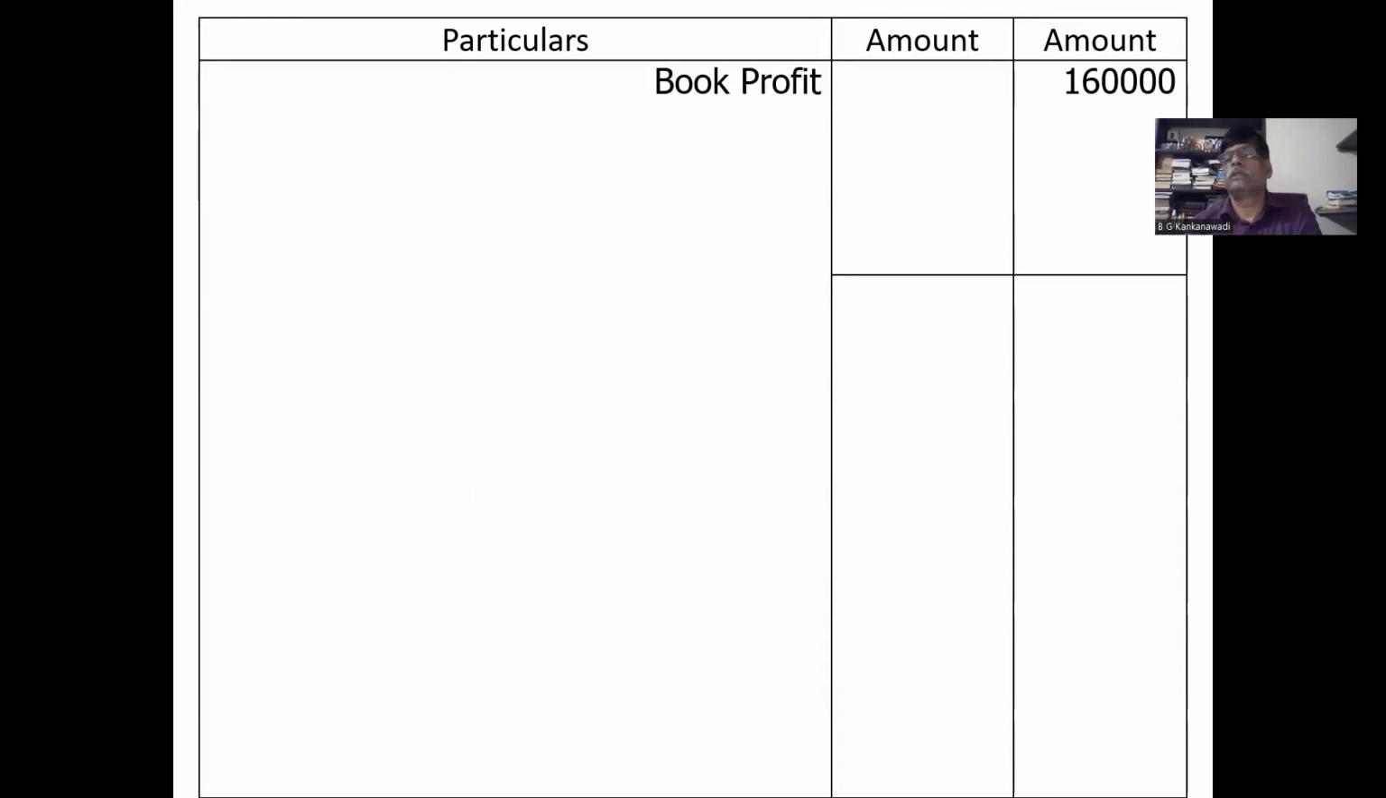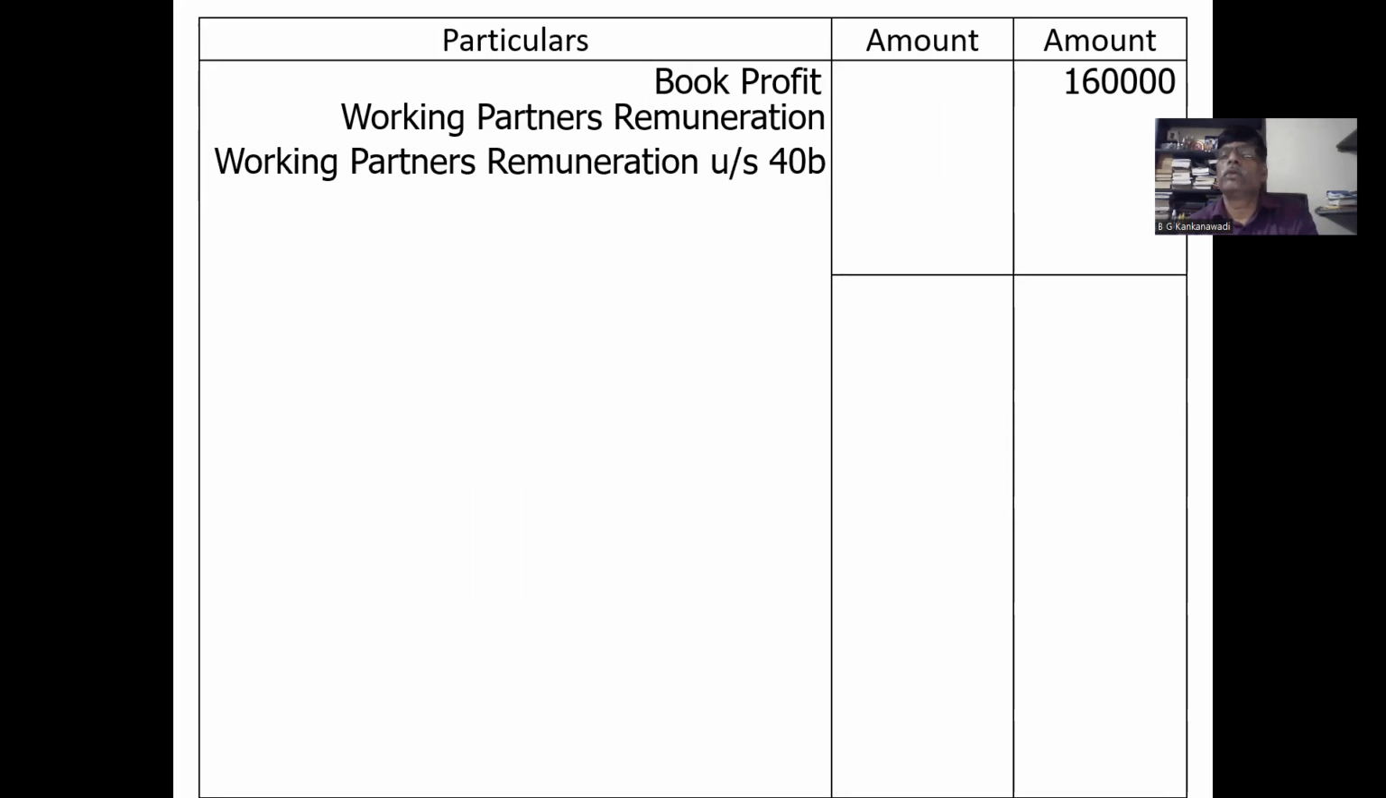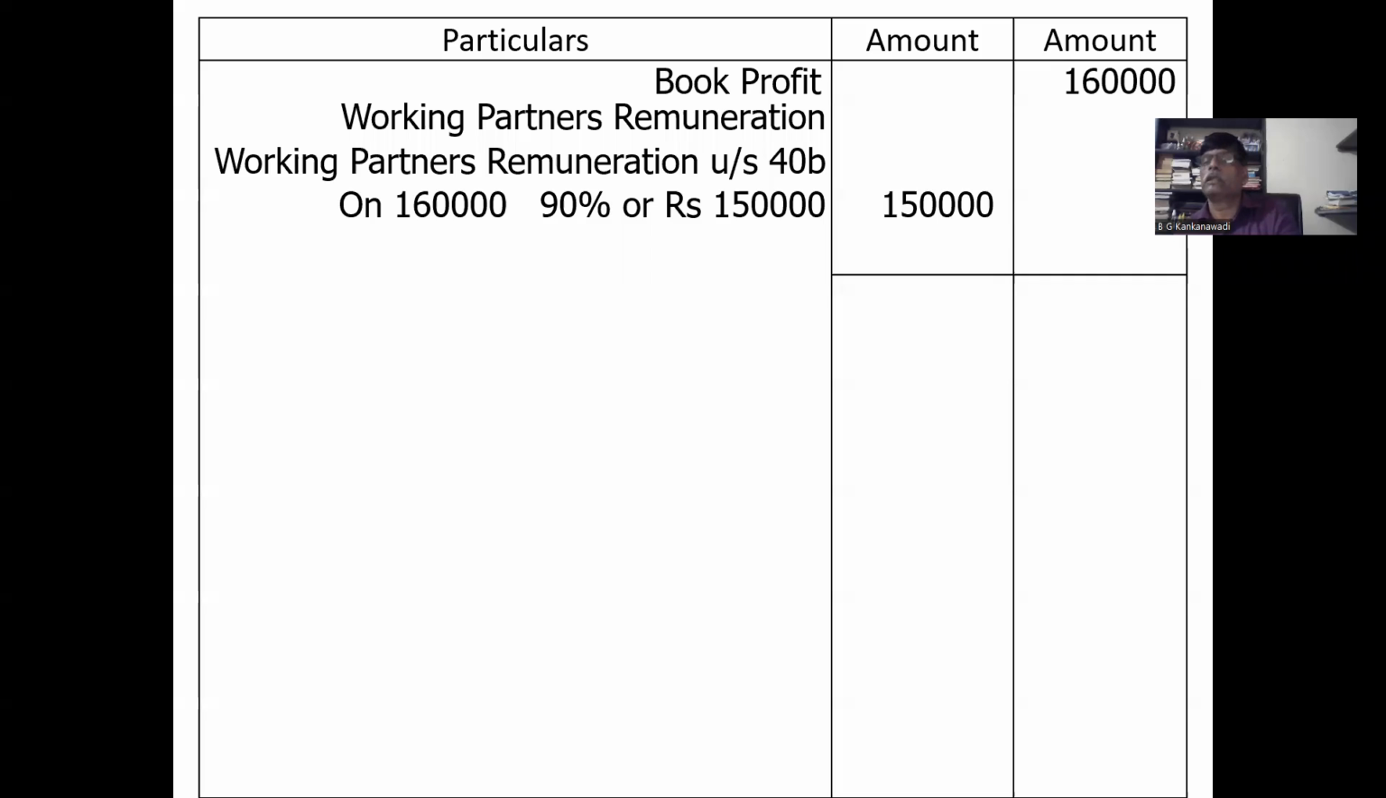Book profit 1,60,000 less working partner remuneration. Under working partner remuneration, first you calculate according to 40B. On first 3 lakh rupees, 90% or 1,50,000, whichever is more. So on 1,60,000, 90% or rupees 1,50,000, whichever is more. So 1,50,000 is more. That comes as per 40B.